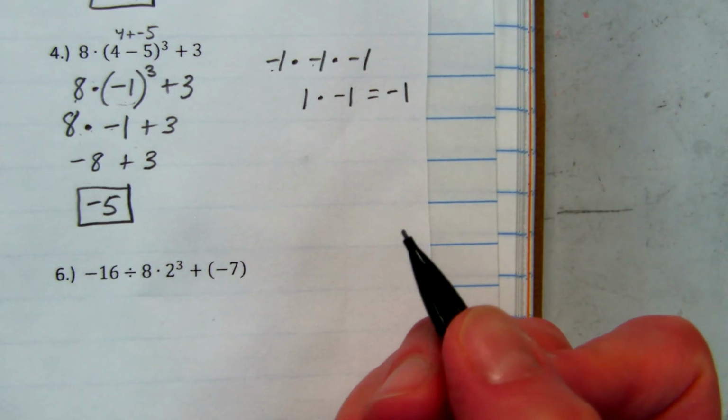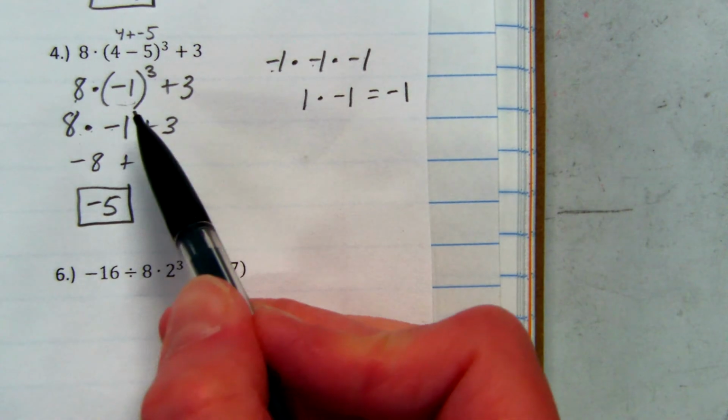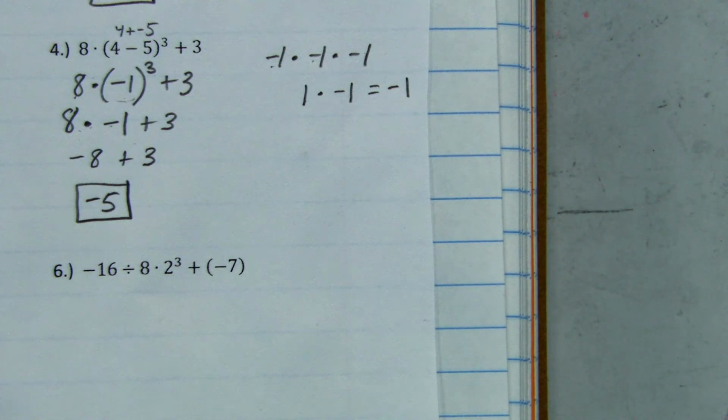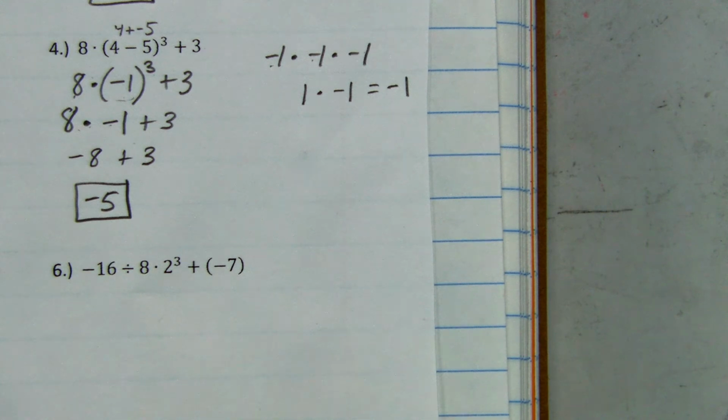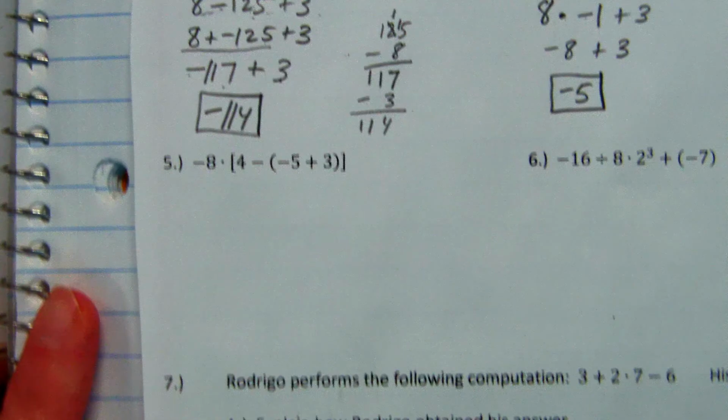So be careful with your order of operations. Be careful with your negatives. You have to use all of those integer rules that we learned about, how to add and subtract them, how to multiply and divide them. And you have to think about exponents, which is why we did all of that before we got into order of operations. Okay, let's look at number 5.